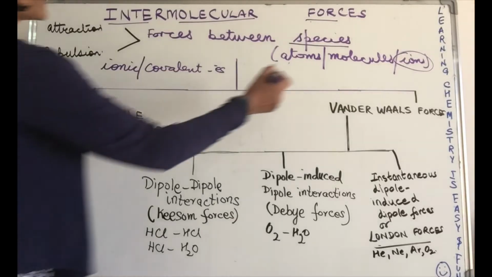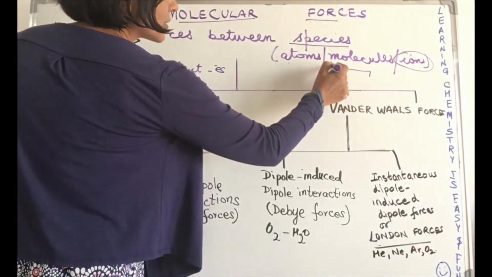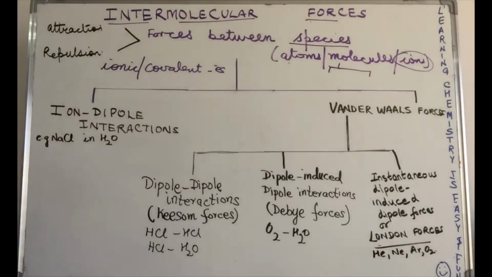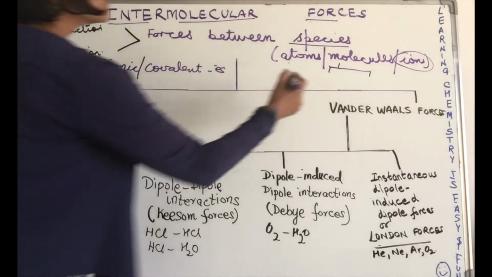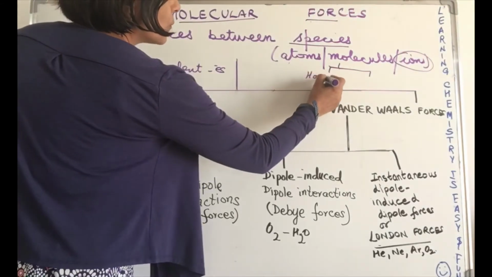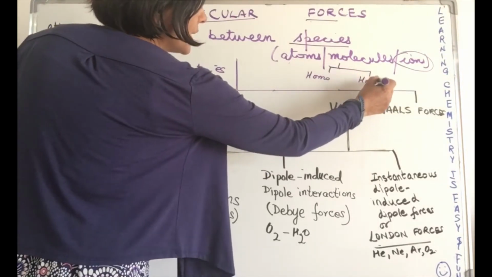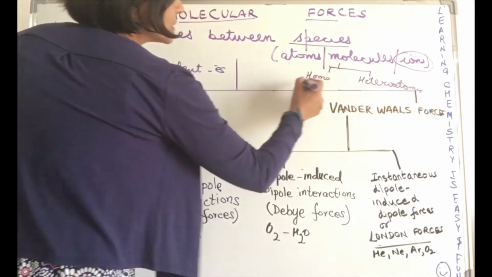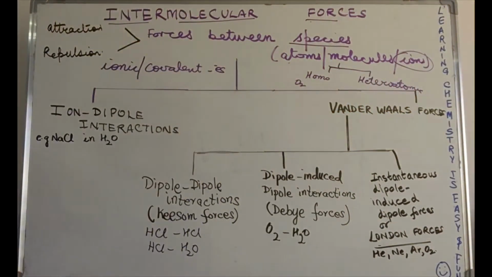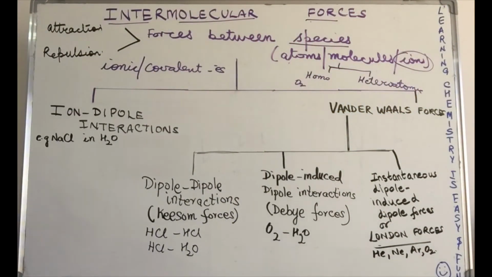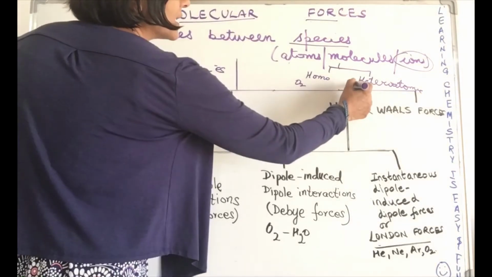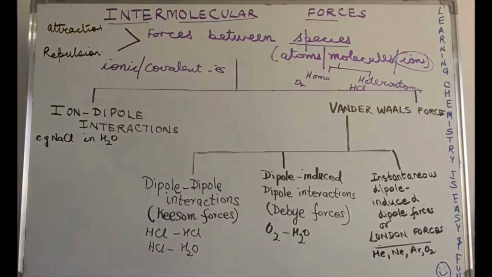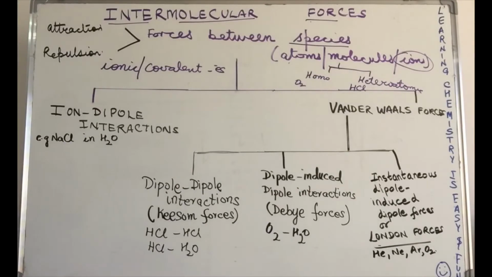These molecules may be homo or heteroatomic. Homoatomic means made up of the same type of atoms. Heteroatomic means made up of the atoms of different types. So homo or heteroatomic. For example, oxygen is homoatomic, made up of the atoms of O only. Heteroatomic like HCl, made up of the atoms of hydrogen and chlorine.